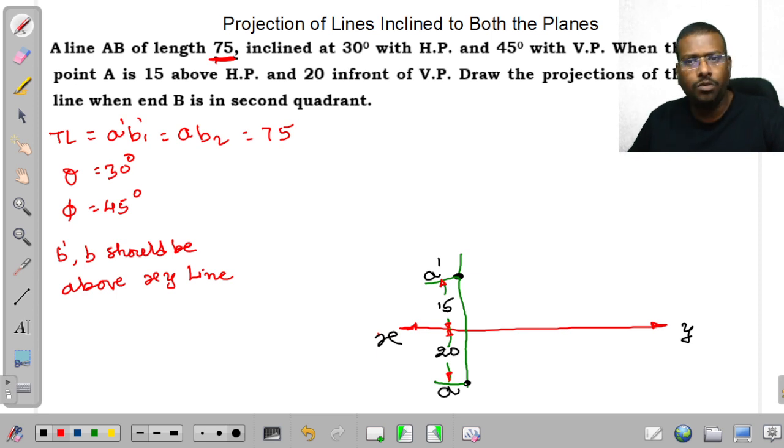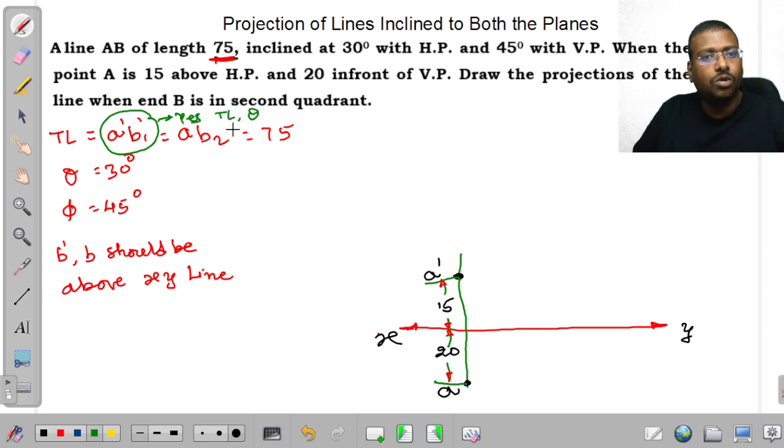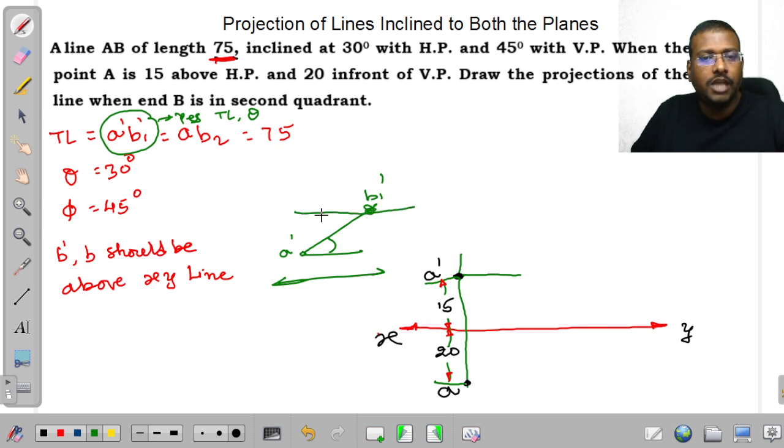Then how do we do the remaining? Sir, is it possible to draw A dash B1 dash? Yes or no? Yes. Why? I know the true length, comma, theta. So at A dash, I have to draw above or below. Sir, at A dash, if you draw above, B1 dash is going to be above the XY line. Once B1 dash is above the XY line, B dash is also above the XY line. Taking theta from the top side from A is correct. Okay, sir, this is the rough analysis I made.